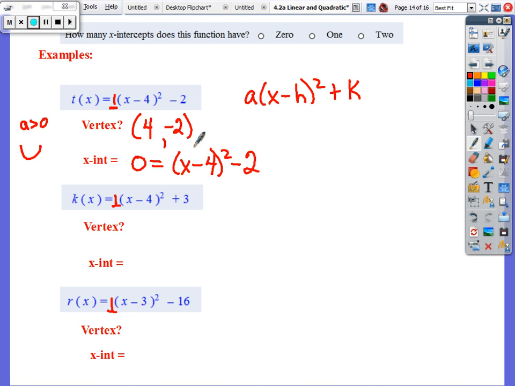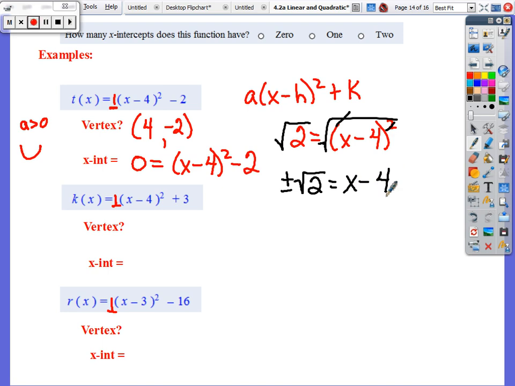So what do we do? We have to isolate the square by adding 2. And then simply use the square root method. Whatever you do to one side, you have to do to the other. Oh, wait a minute. Do you remember? I'm personally responsible for the square root sign. And if you're personally responsible for it, you must have your plus or minus sign in front of that. And so you get x minus 4, and then simply add 4, and there you go. There are your 2 x-intercepts.